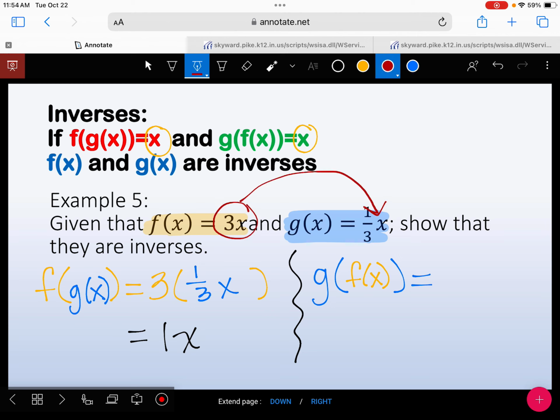And you're going to have to show that on your quiz. Even if you can look at it and know that they are inverses, you still have to show both compositions on the test.